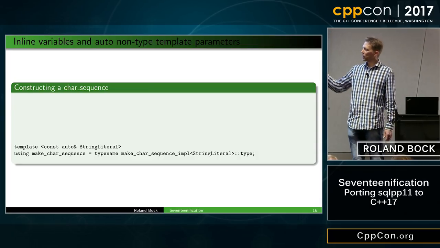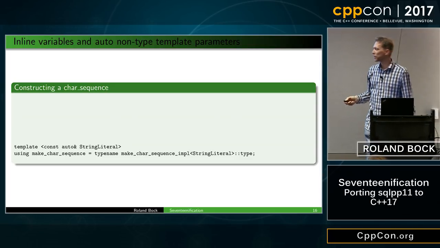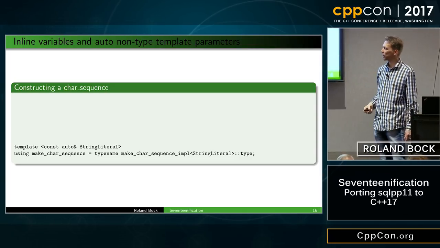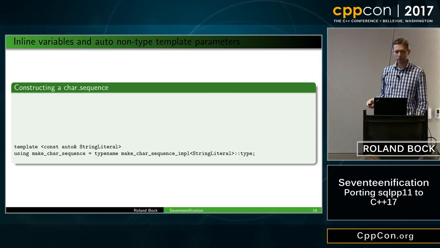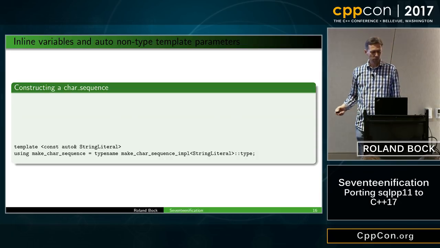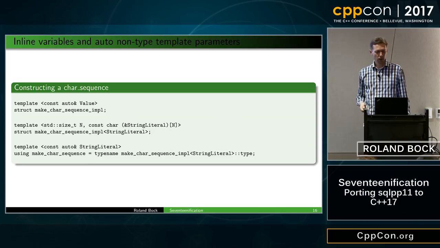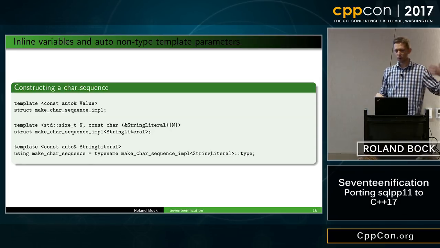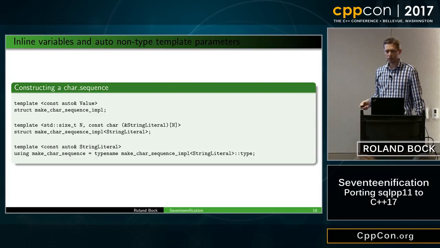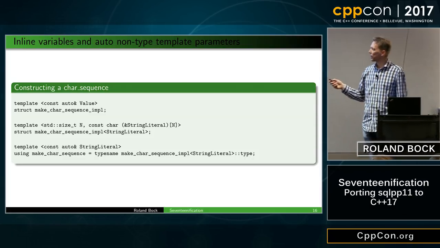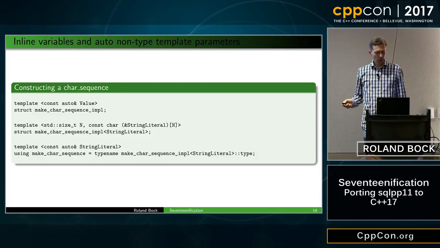This is neat in the sense that I don't have to pass the length anymore to this template. So this make character sequence now just gets the character array and we'll do something with it. Behind the scenes, it does still the same thing. So you have a character sequence impl that is specialized for a character array of a given length.